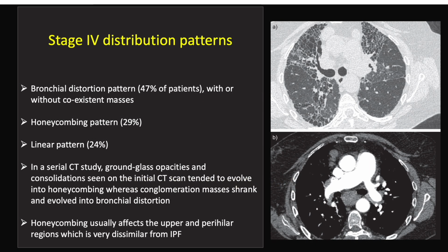So talking about UIP, IPF and advanced sarcoidosis, it's a good time to talk about the patterns that we see in very advanced sarcoidosis, which is in stage 4. You see a lot of bronchial distortion. You may see honeycombing also. You may see linear patterns. Initially, what is visible as ground glassing, if you keep doing serial X-ray, CT scans, you may see that it's gradually progressing and evolving into honeycombing. And again, upper and perihilar. That's something that has to be remembered and noted.